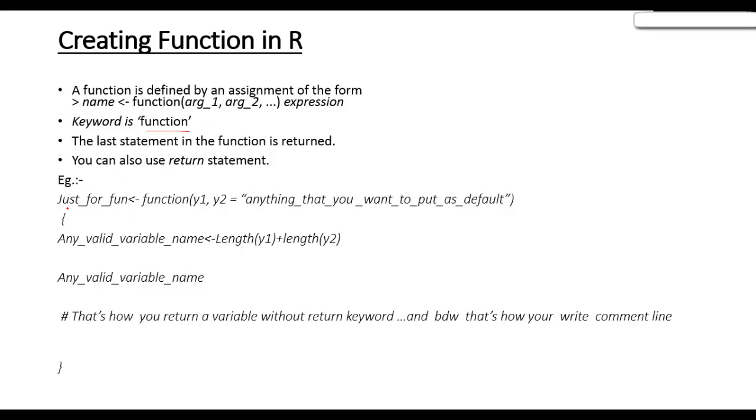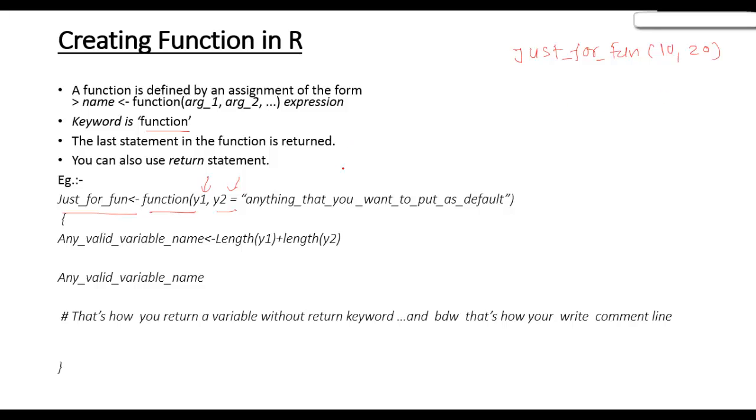Just_for_fun is going to be the name of the function, and this is the keyword function. y1 and y2, both are arguments that will be received from where the function will be called. The function will be called like just_for_fun, and I'll pass, let's say, 10 and 20. So now y1 will have the value 10, and y2 will have the value 20.